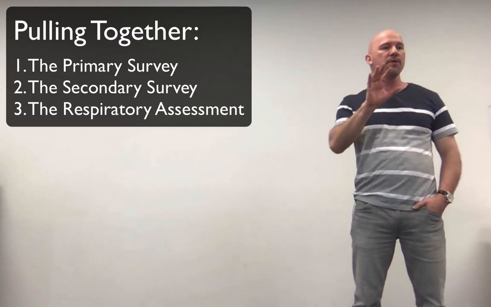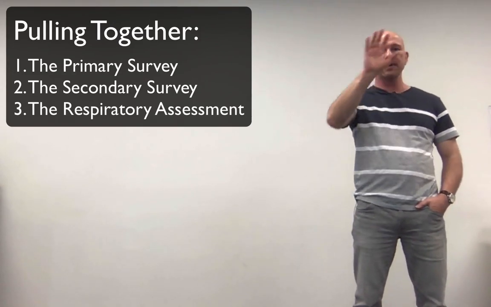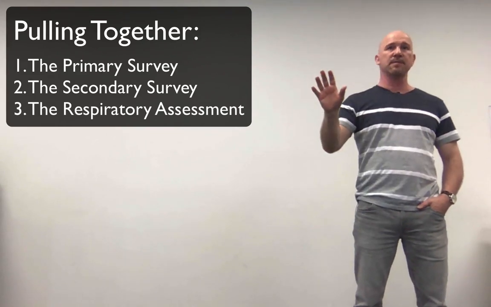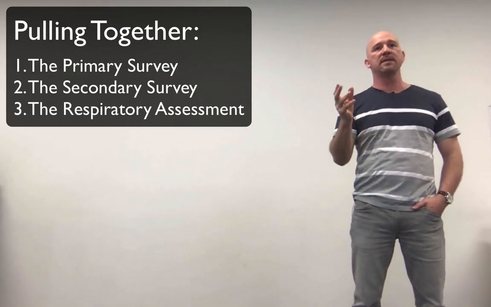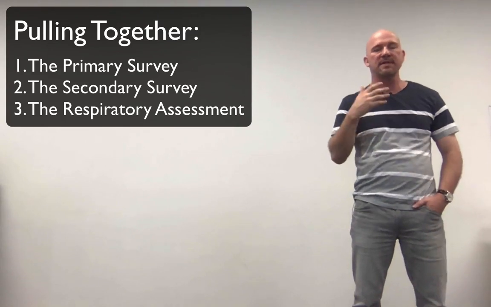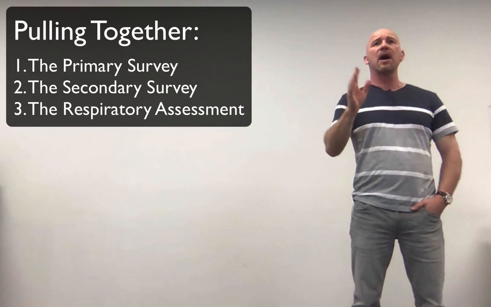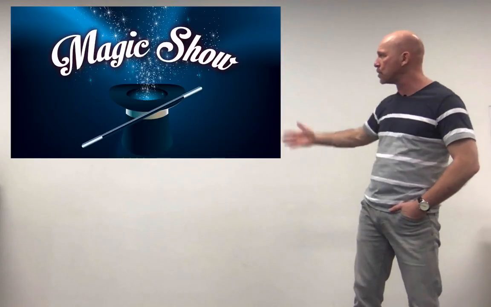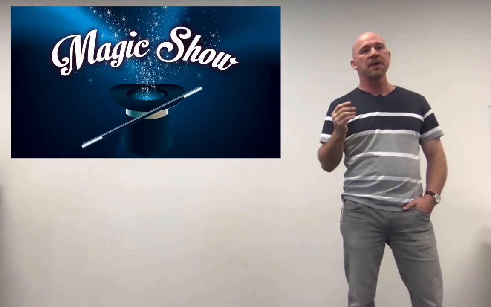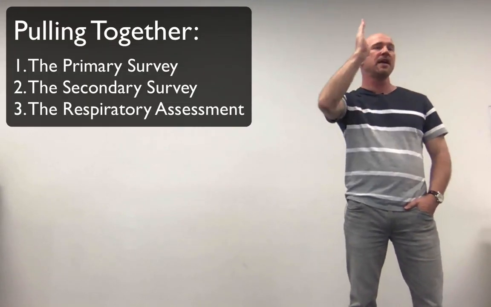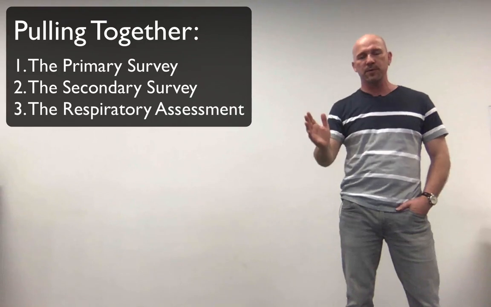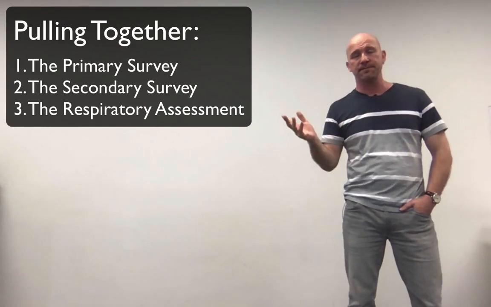So since we've gone through those three levels, primary, secondary, and then a specific system assessment, what I want to do is pull them all together with a simple scenario. I'm not even going to talk about treatment. I'm just going to talk about how we would assess somebody. I'm going to talk through it and leave some notes up here through the magic of technology and show you how we use those three tools, primary survey, secondary survey, and the respiratory assessment to assess a patient.